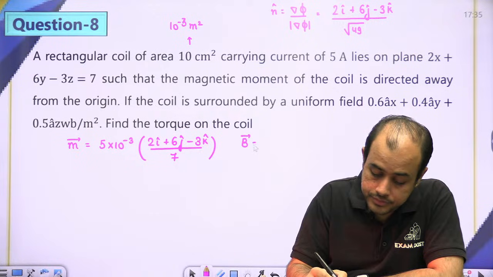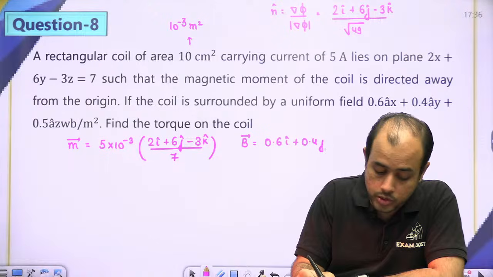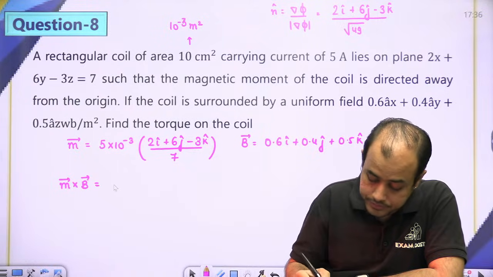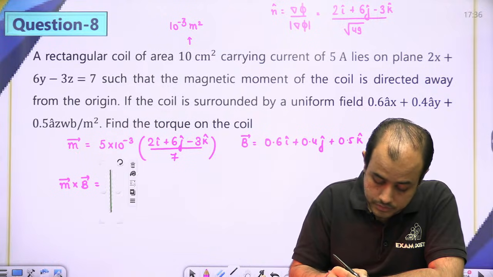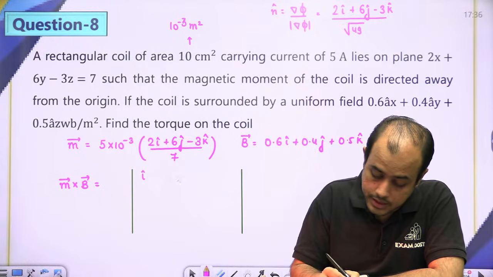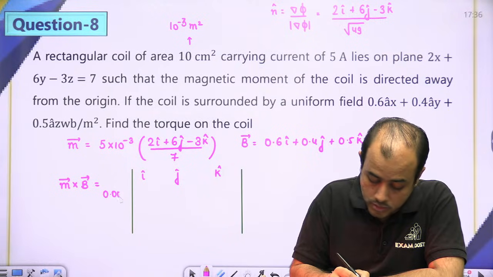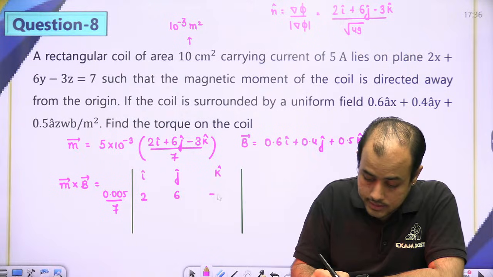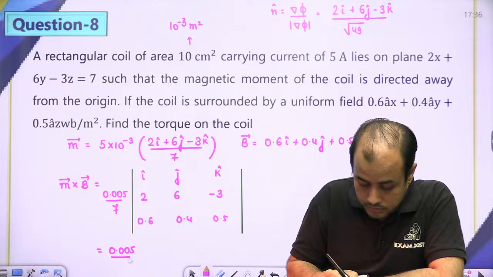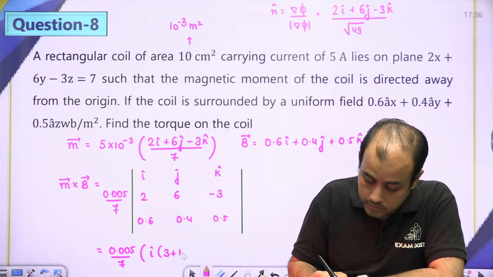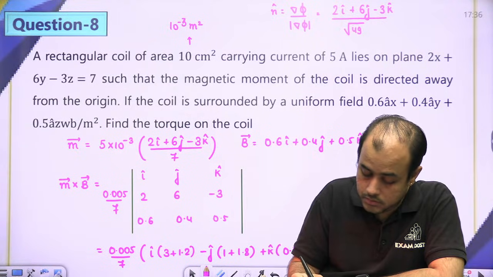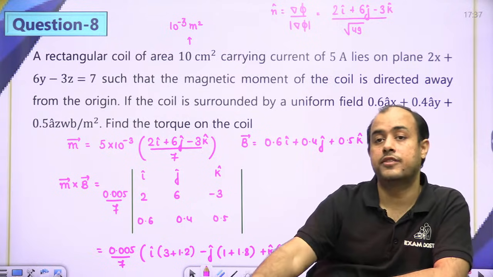Now what is B? 0.6i, 0.4j, 0.5k. Now M cross B, I want to find the torque beta. i, j, k, 0.005 by 7, 2, 6, minus 3. Okay, so that is how you can find the torque.